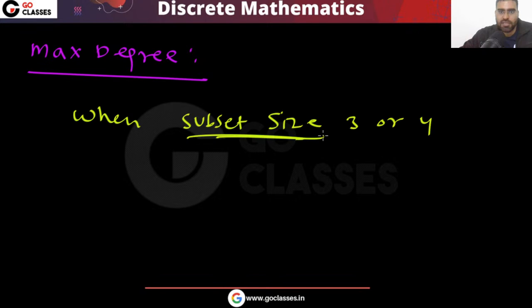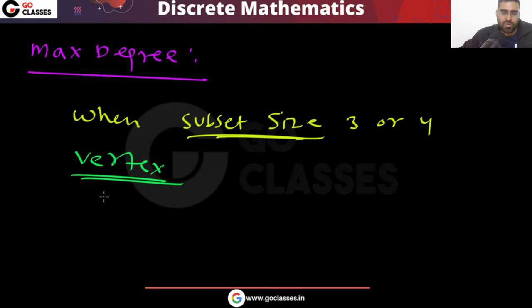So this maximum degree is coming when? When you take a vertex whose subset size is 3 or 4. When you take a subset size 3 or 4 vertex, then what will be the degree?